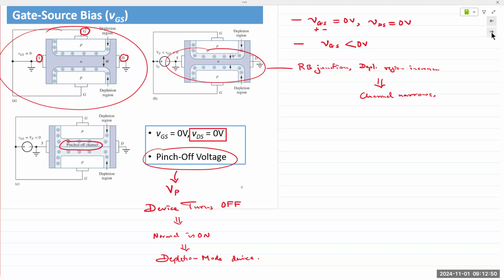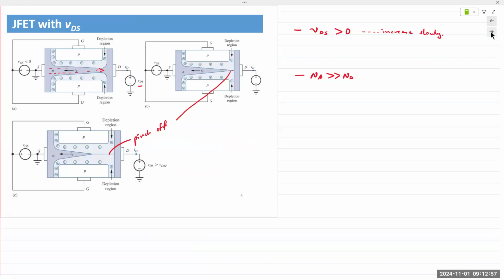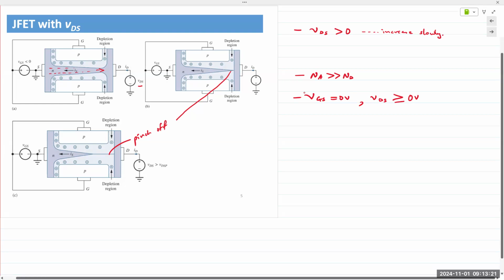Okay. So here we have, right now, ignore that VGS is less than 0. Ignore that. The case is that VGS is equal to 0 volts and VDS is greater than or equal to 0. So VDS is increasing. So if VGS is 0, we have two PN junctions. The channel width, so the channel gap, is already present.